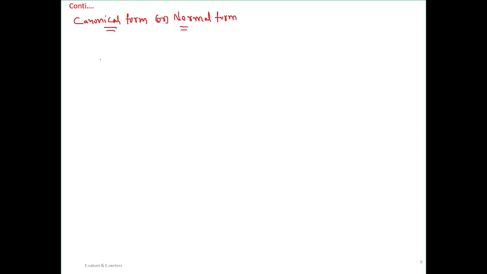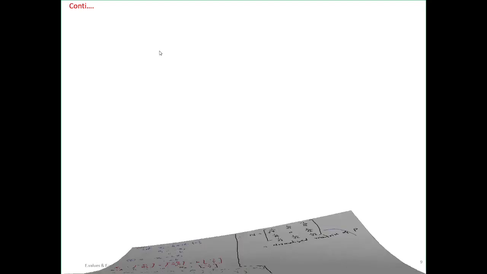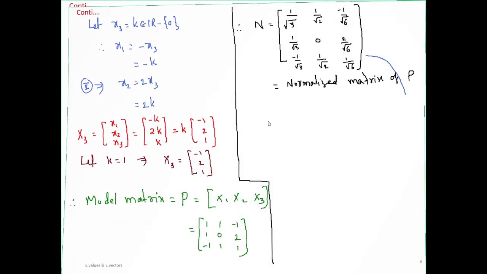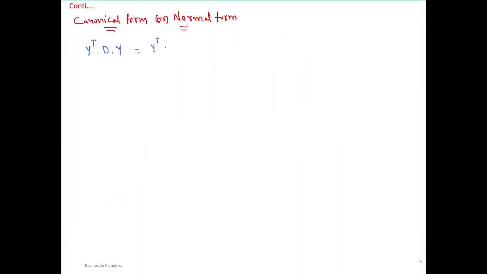How to find the canonical form? According to the definition, Y transpose into D into Y. This is the canonical form, right? By definition. So let's find this. So Y transpose, and what is D? D we just now computed. D is nothing but N transpose A into N. This is our D.